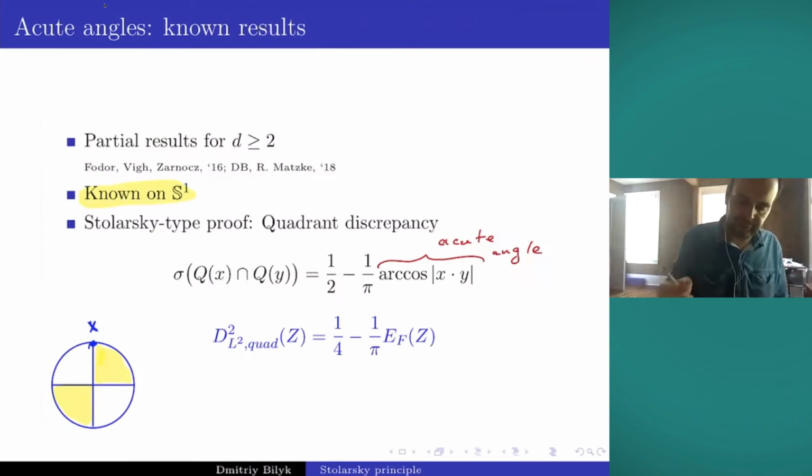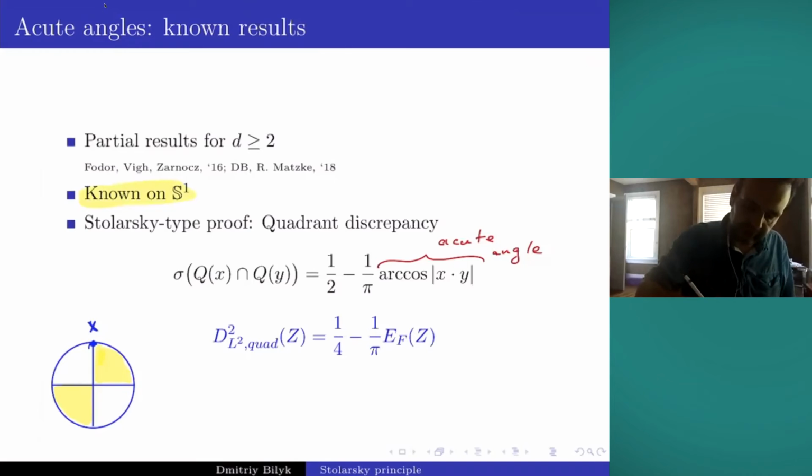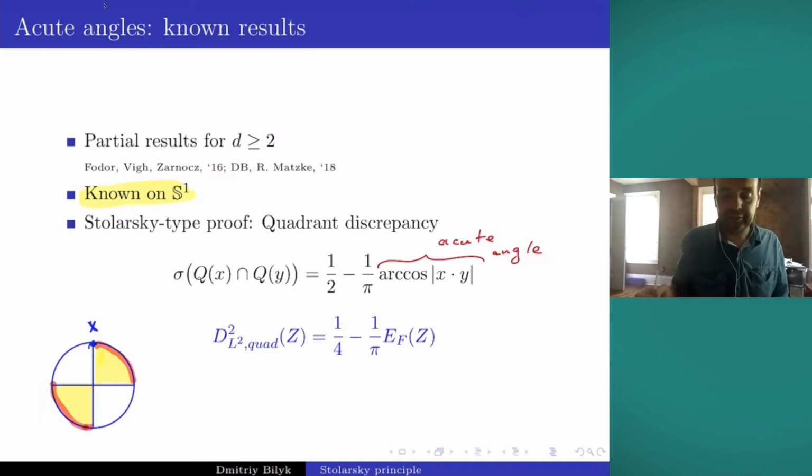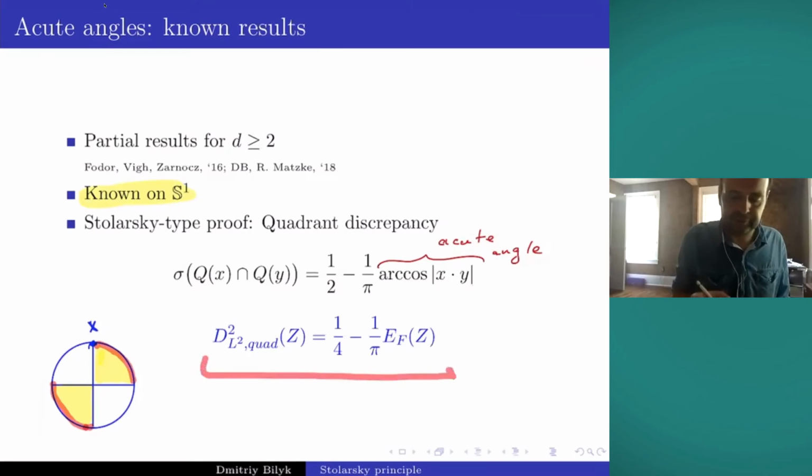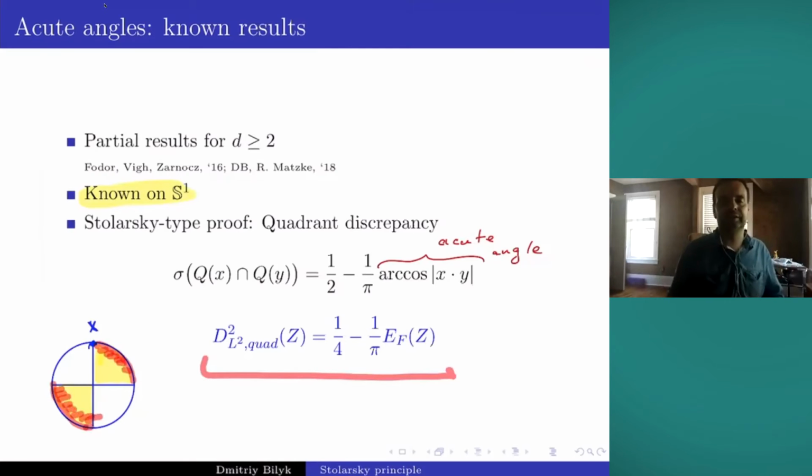On S1, if you consider these quadrants, so take a point X on the circle and consider 2 opposite quadrants in this way, for example. Then you can see easily that if you take 2 such sets corresponding to X and Y, the intersection will depend precisely on the acute angle between X and Y. And then you can write out a Stolarsky principle for the discrepancy with respect to such sets.